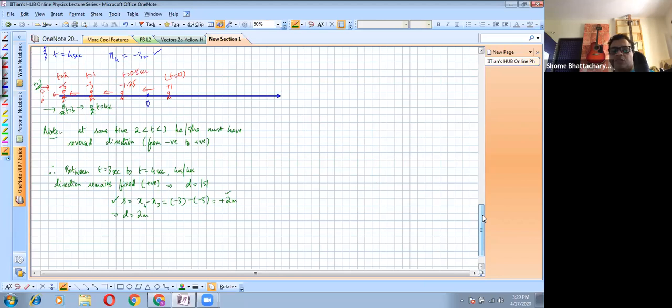Now I will also show you this information in a different manner by using equations next. But this is the most basic way of understanding the question. This is the most basic way of getting a feel of what's happening in this motion.